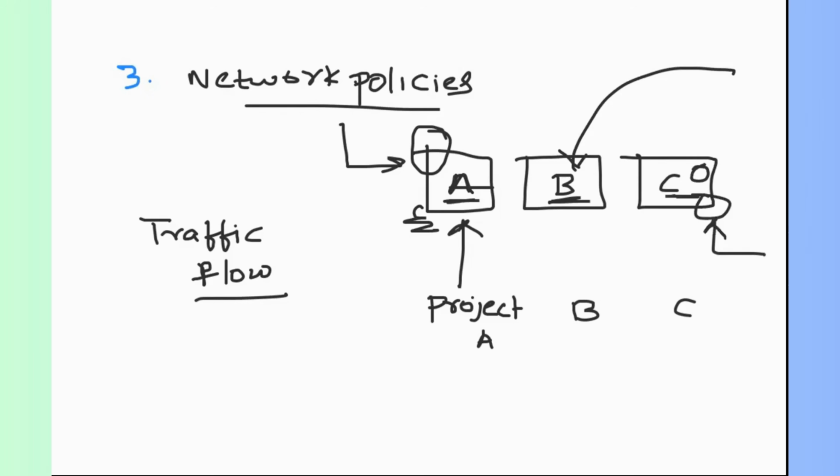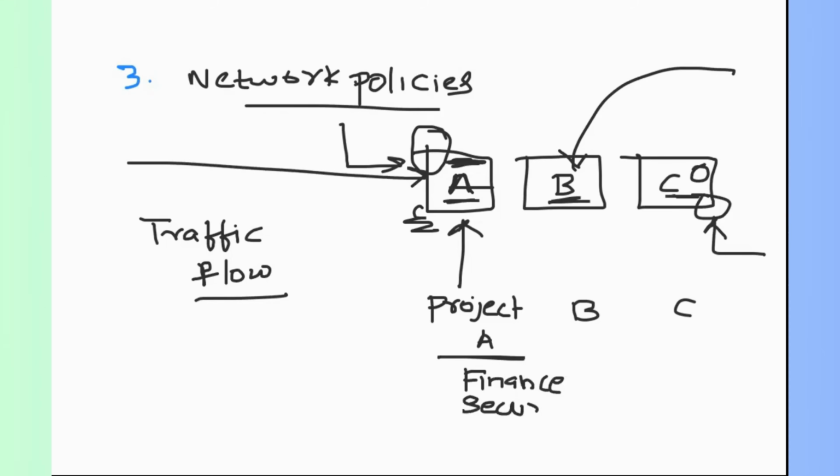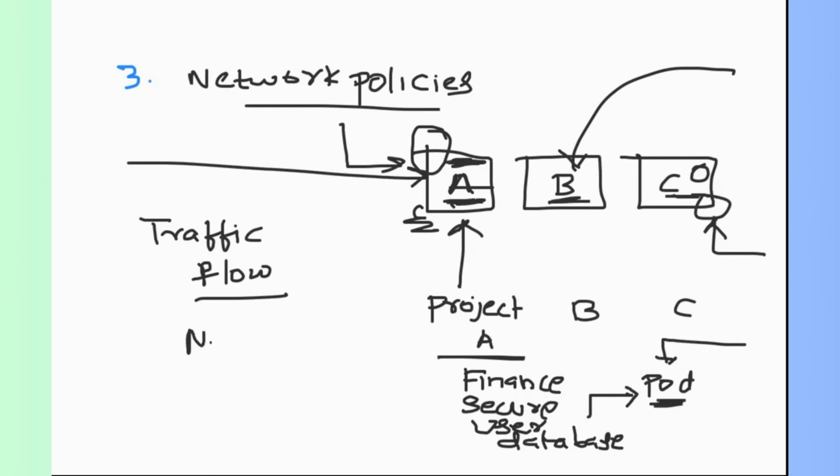In this case, no pod has to be reached from outside the cluster. Let's say these are very secure applications. In project A, you have information like finance, or secure information, or a user database. A very simple and mandatory use case is the user database. If somebody accesses this pod, they can get access to the user database, so this is a very secure thing. Somebody from outside your organization should not be able to access this pod, so you can configure network policies.